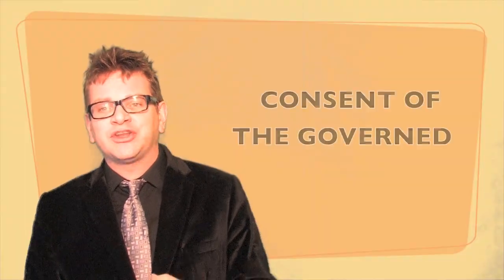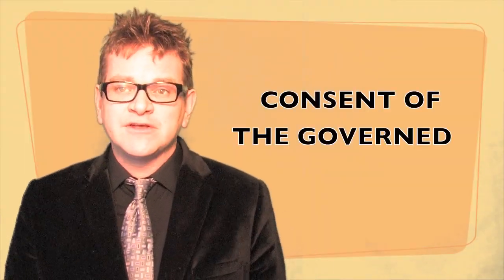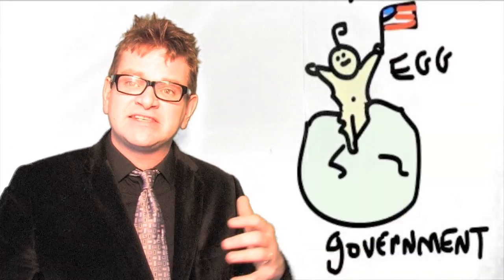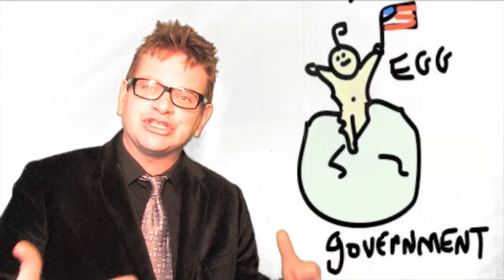So that's one of them, natural rights, and the other one is called consent of the governed. Think of it like the chicken and the egg. Do you know which one came first? Was it the chicken or was it the egg? I have no idea, because I'm not a bird biologist. But in my analogy, I always think of the chicken as the people, and the people lay the egg, and the egg is the government, right? Consent of the governed, consent of the chicken.